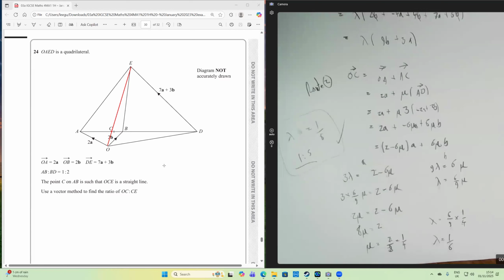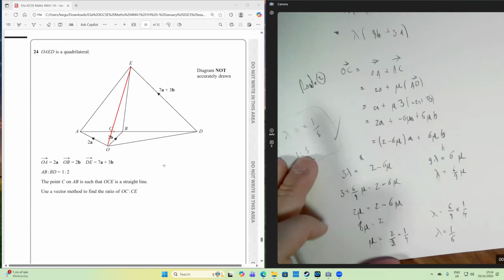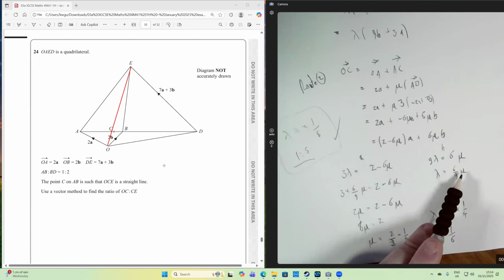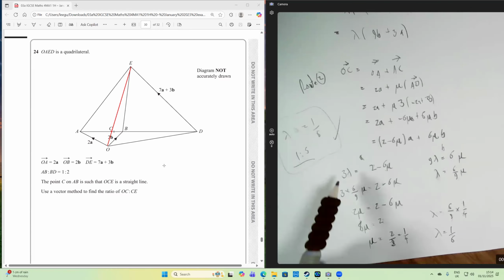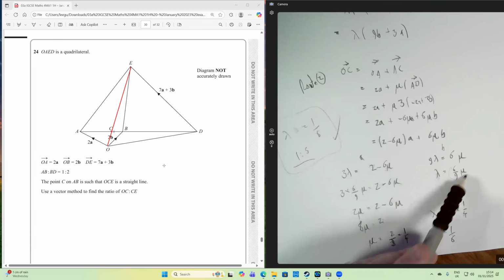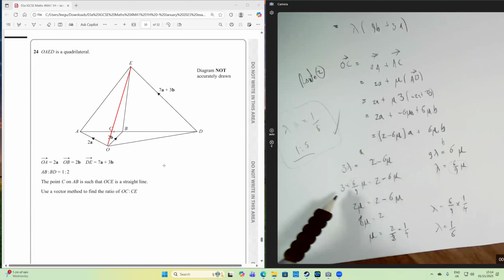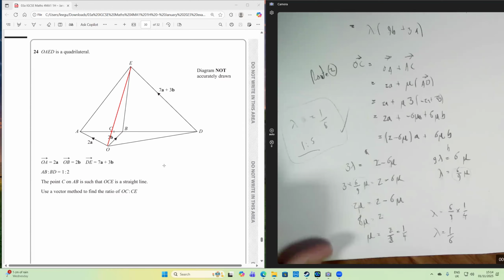So let's look at the coefficients of B equation first. That gives us that 9 lambda is equal to 6 mu. So lambda is equal to 6 over 9 mu. Here we have 3 lambda equals 2 minus 6 mu. So I'm just going to sub in the fact that lambda is equal to 6 over 9 mu. Then 3 times 6 divided by 9 is 2. So we have 2 mu equals 2 minus 6 mu. Adding that over, we have 8 mu equals 2. So mu equals 2 over 8, which is a quarter.